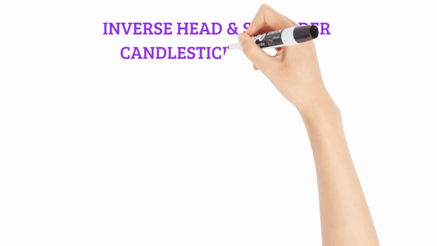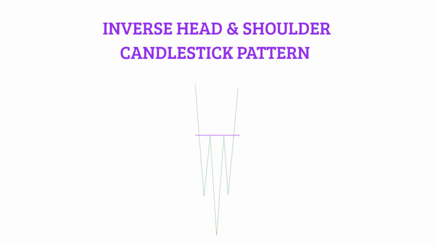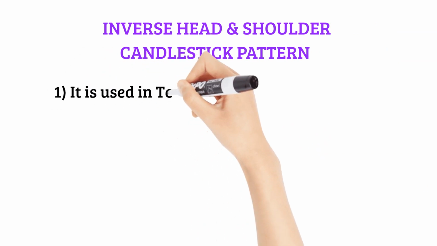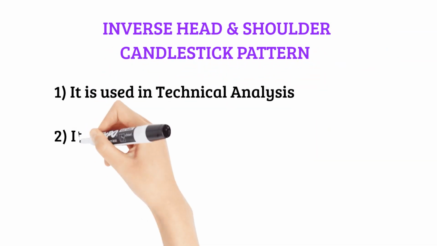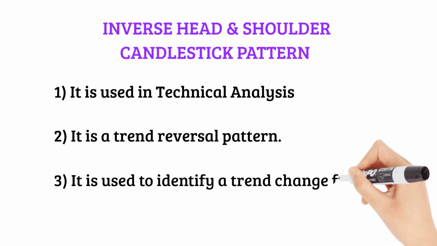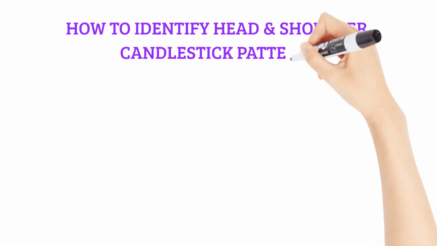Now let's see what is inverse head and shoulder candlestick pattern. As the name suggests, it is basically a head and shoulder chart pattern, but it's upside down. An inverse head and shoulder pattern is also used in technical analysis. This pattern is a trend reversal pattern and it is used to identify a trend change from a downtrend to an uptrend. Now let's see how you can identify the inverse head and shoulder pattern.